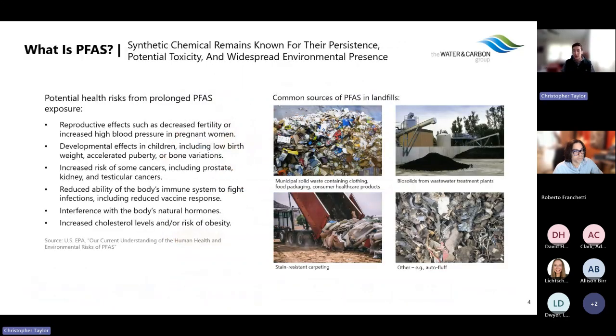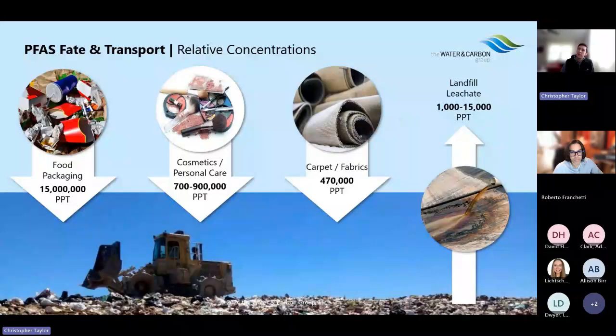Some of the issues that we're seeing, across the US and everywhere, are reproductive issues because of PFAS, developmental issues, issues with even fighting off diseases and immunity deficiencies. Various cancers are all linked to PFAS and what we've been seeing from PFAS. And in particular, to give you an idea of what is loaded with PFAS in terms of products, food packaging at 15 million parts per trillion. I was actually pretty astonished the first time I saw how much food packaging contributes to that. And then also cosmetics too.